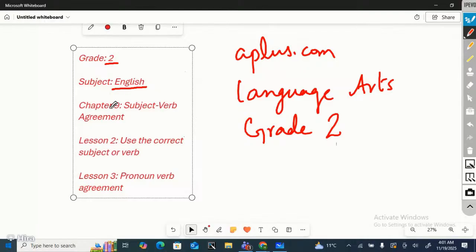We are going to begin with Chapter 9. Well, we are going to continue Chapter 9, Subject-Verb Agreement. You have already started Lesson 1. Today, I'll teach you Lesson 2 and Lesson 3. Lesson 2 is use the correct subject or verb. And Lesson 3 is pronoun-verb agreement.